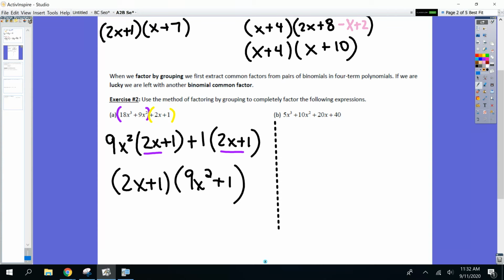Anybody think they can go further with 9x squared plus 1? Anybody think that's difference of 2 perfect squares? Come on. Anybody think they can factor 9x squared plus 1 because it's perfect squares? No, why not? That's got to be subtraction. It's got to be subtraction for you to factor that. Okay, everybody good? Let's go to part B.